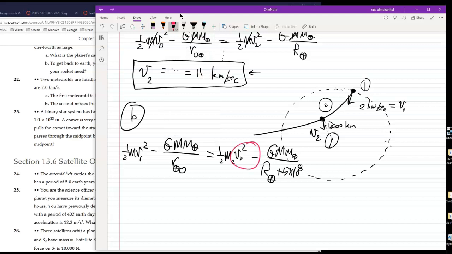for V2. You know, the masses cancel out. This is mass, just this mass, M. The masses cancel out. You work it out, and then you get V2. And I got an answer of 8.9 kilometer per second. And there we go. Understand that, everyone? Okay. All right, let's do one more.